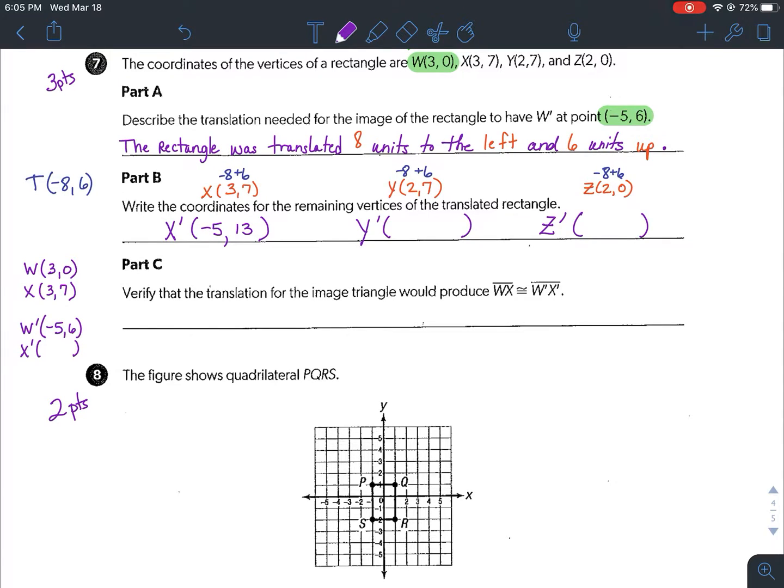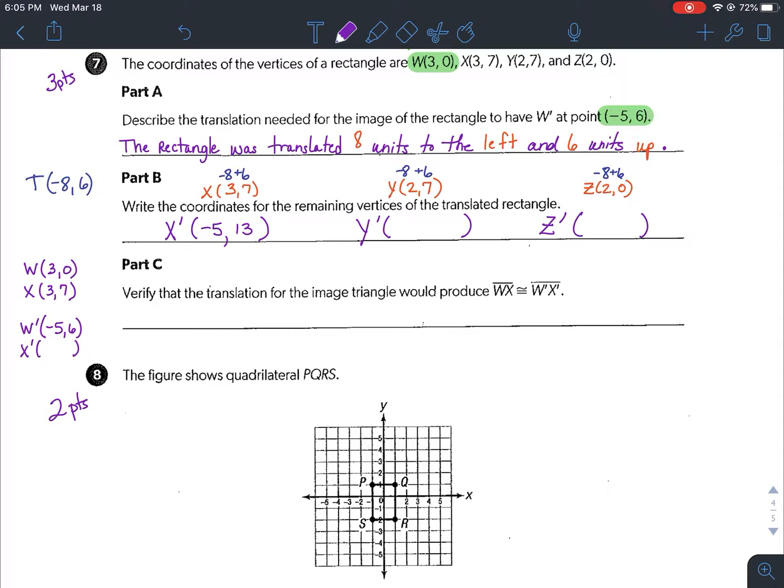Number 7, part C. It says to verify that the translation for the image triangle would produce WX is congruent to W prime X prime. If you remember when we went over the notes, example 2 and example 3 had the really long procedure where we had to prove all the corresponding angles were congruent and all the corresponding sides were congruent. Well, that's what this idea is. We have to prove that those sides are congruent by first proving that their measurements are equal.